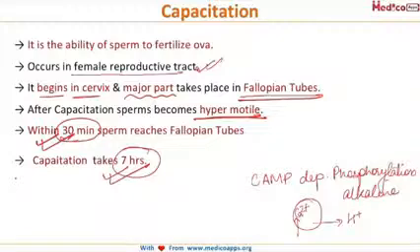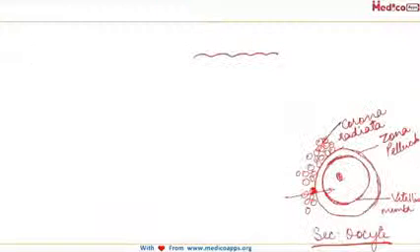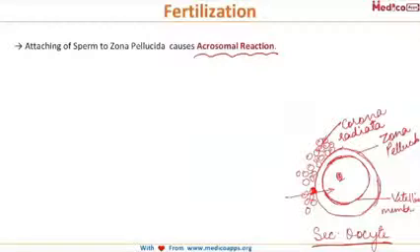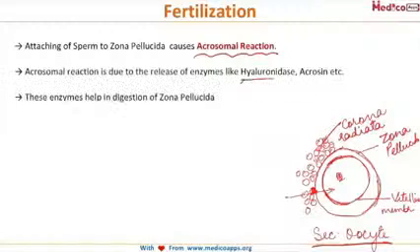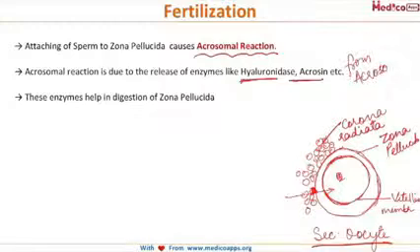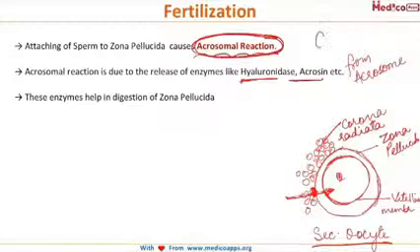Now, once the sperms have become capable of fertilizing the ova, they go and attach to the zona pellucida of the secondary oocyte. This causes the release of hydrolytic enzymes like hyaluronidase, acrosin from the acrosome of the sperm, and these enzymes cause lysis of the zona pellucida, allowing the entry of the sperm into the secondary oocyte. And this entire process is called acrosomal reaction. Again, the ion responsible for this is calcium ion. Remember, in sperms, if any question is asked about ions involved, the answer will always be the calcium ions.